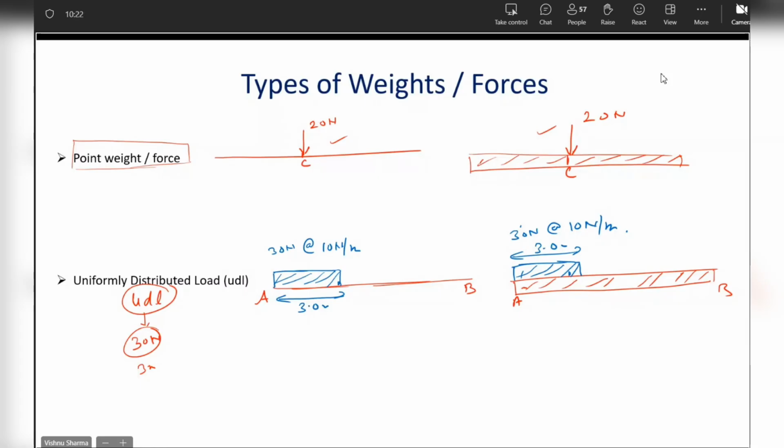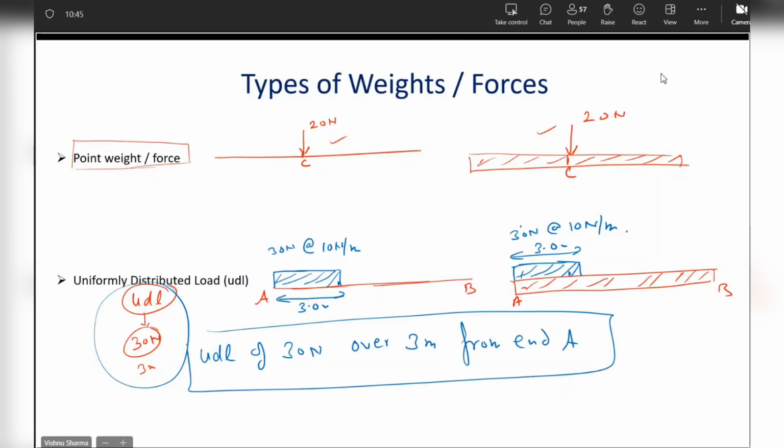Sir, you mentioned that UDL is distributed only for 3 meters. No, this is what I gave you in the question, that we have a UDL of 30 newtons spread over 3 meters from end A. So this is what I have specified in my question now.